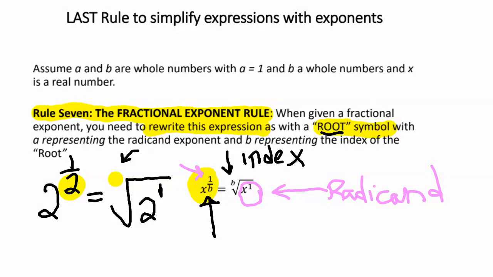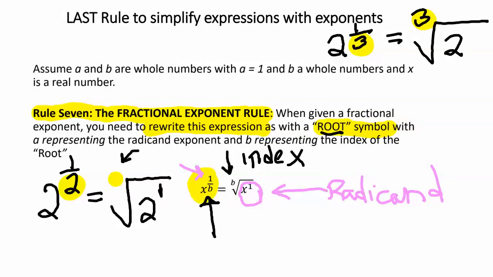But let's say I had the example 2, and I have 1/3. This 3 has to be written up here. And then 2 to the power of 1 goes underneath. This index is the denominator of the fraction exponent.